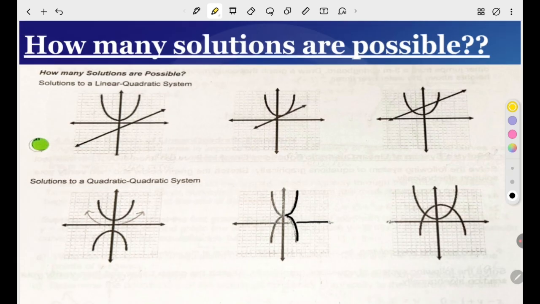For these types we have graphs. Here we have a linear-quadratic system, and here we have a quadratic system. In the first one, there is a parabola and a line. How can we see how many solutions they have? The number of times the linear and the quadratic touch each other gives the solutions. Here they touch at no point, so there are no solutions.